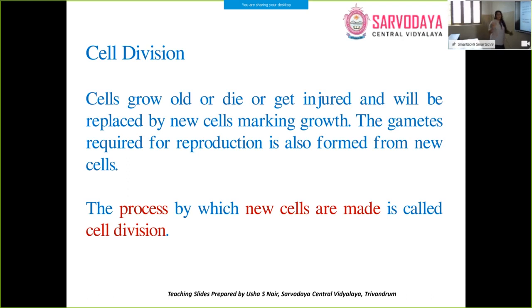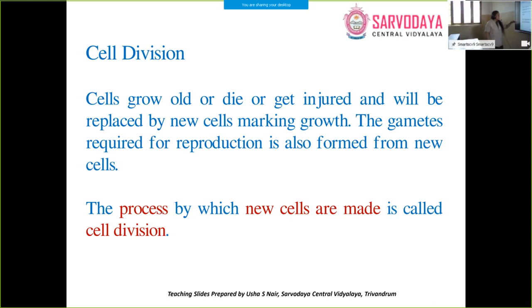We know that cells will die, they'll grow old, they'll get injured, and they are replaced by new cells, okay? And making growth, they grow. And even for reproduction, gametes are formed, and they are all formed from new cells. So such a process where new cells are made, the process by which new cells are made is called cell division.